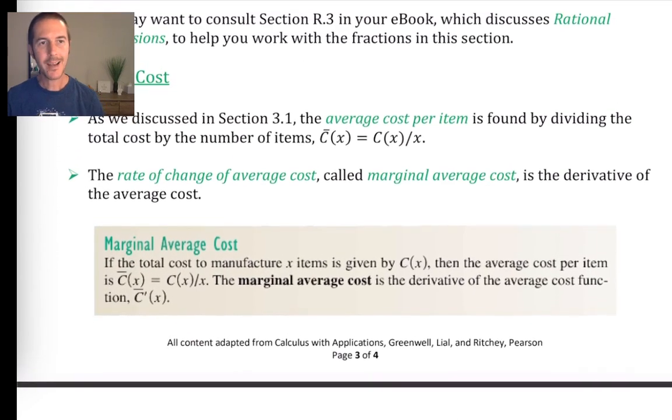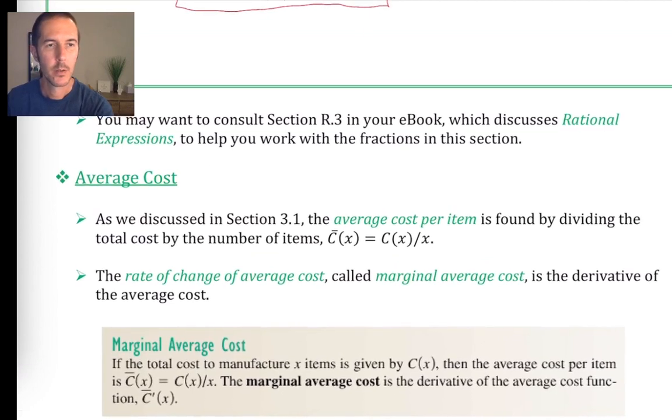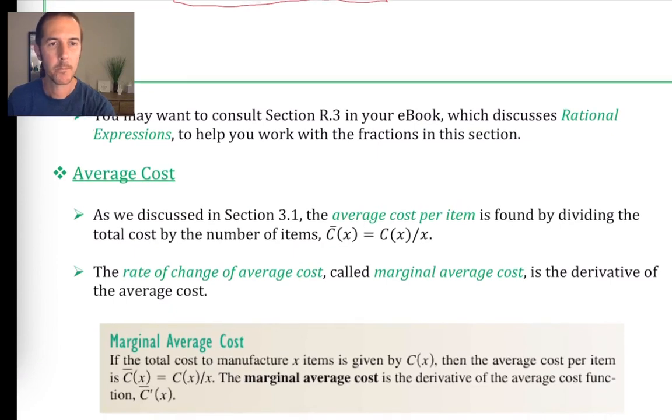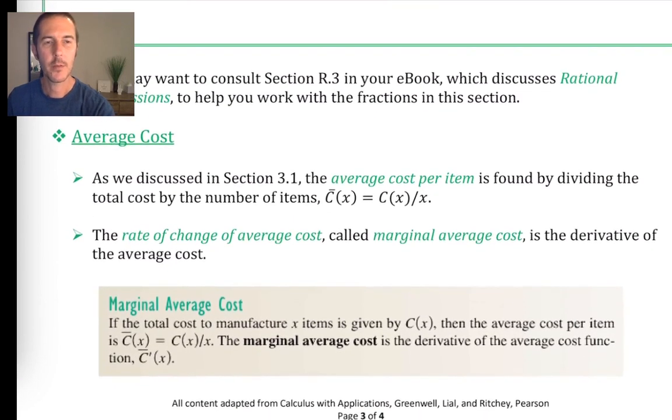And then our applied example is about average cost, or another little subtopic, I suppose, is about average cost. The average cost per item is calculated by taking the total cost of all of the items that you are producing and dividing by the number of items. So average cost equals cost to produce x items divided by however many items.